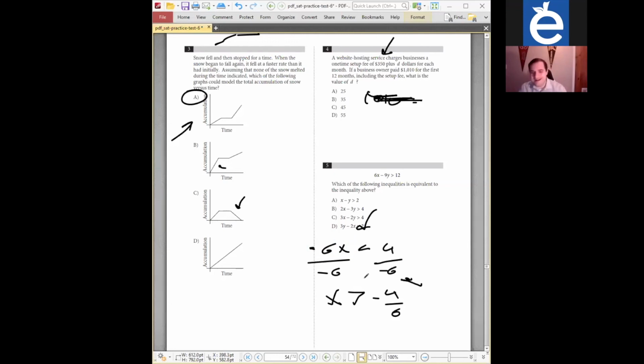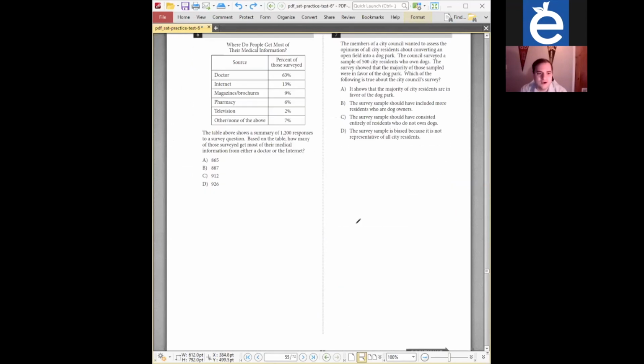changes. Why did I go over it? It's not tested all that often. It's possible we would never run into one, but they definitely have and could test it. All right.